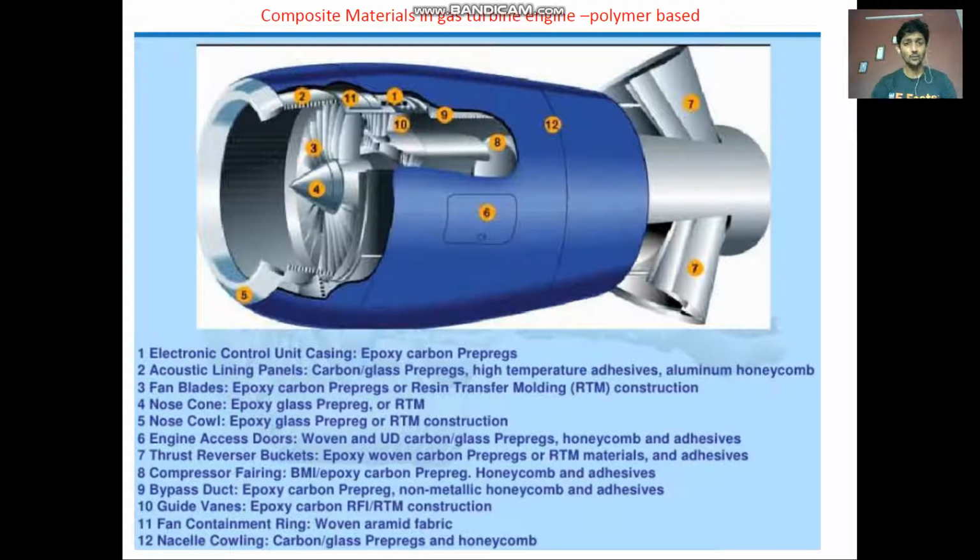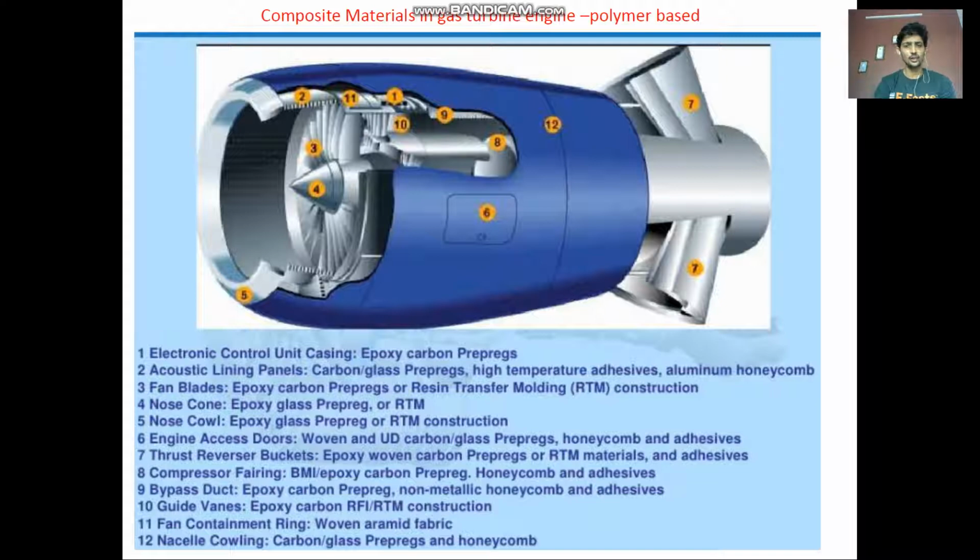So when we say ceramic material, which is nothing but a composite, let us try to understand where all we use composite materials in a gas turbine engine. When you look at this diagram, section 1 shows the electronic control unit, which is made up of epoxy carbon prepreg or epoxy carbon fibers, whereas the second one is the acoustic lining panels, which are the panels required to reduce noise. These panels are made up of glass or carbon fibers with high temperature adhesives.